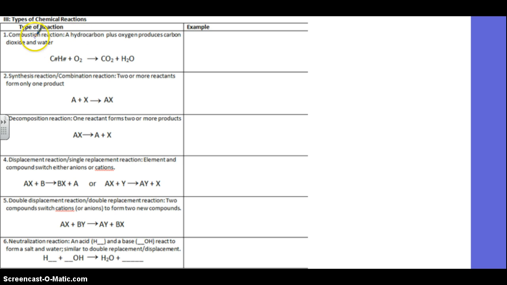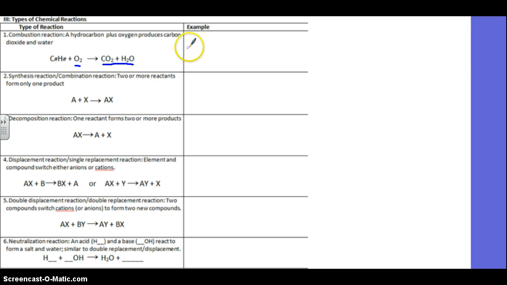Let's first look at combustion reaction. It says a hydrocarbon. This is a hydrocarbon because it has hydrogen and carbon plus oxygen produces carbon dioxide and water. So whenever you see that combination of exactly C something H something plus exactly oxygen forming exactly carbon dioxide and water, we call that combustion.